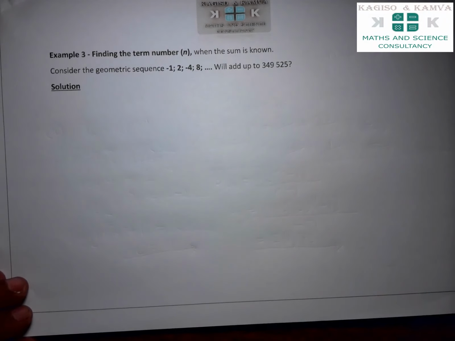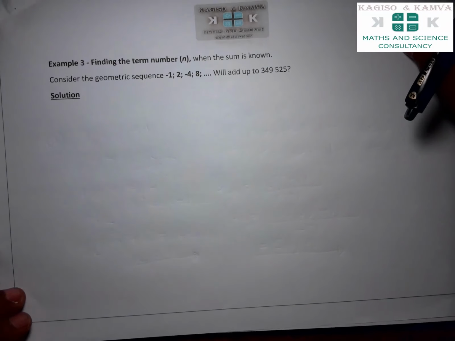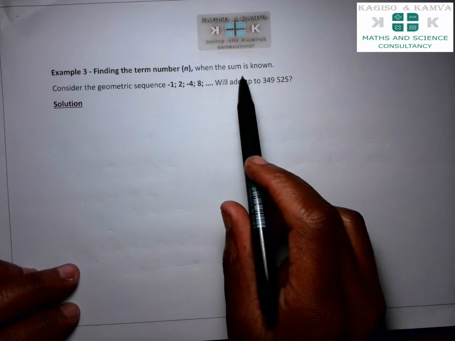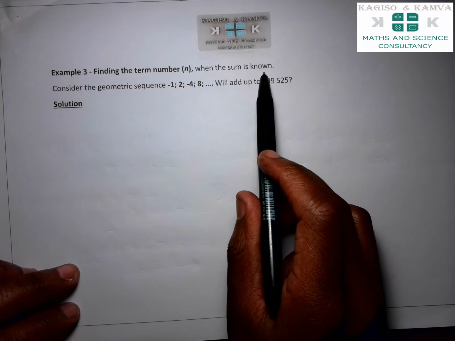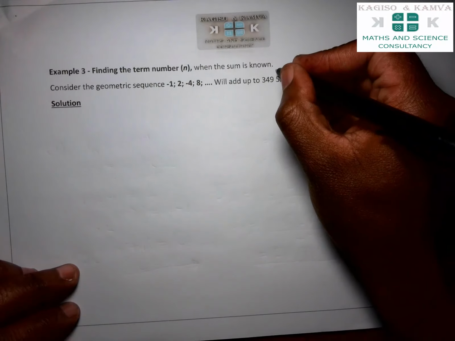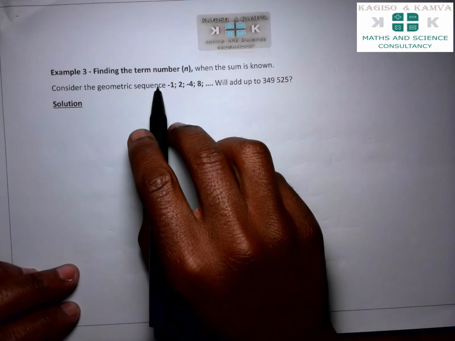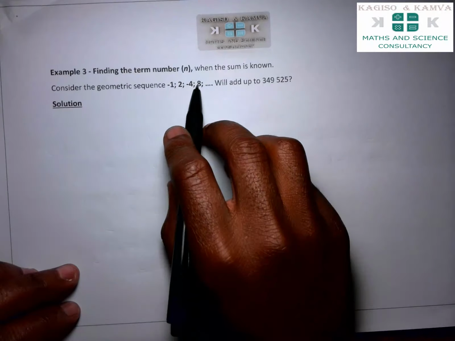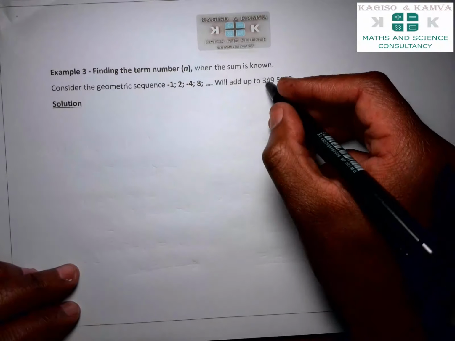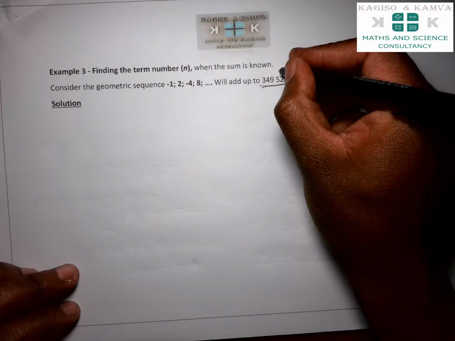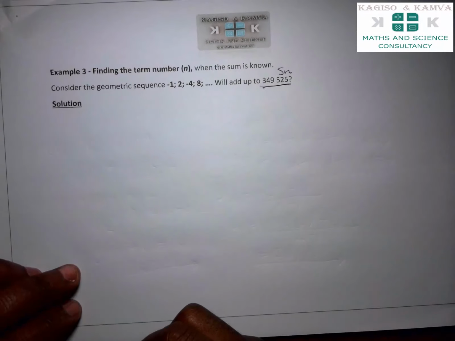Example 3: finding the term number n when the sum is known. Consider the geometric sequence -1, 2, -4, 8 which will add up to a given value. So we know this one is not a term. This one is Sn.